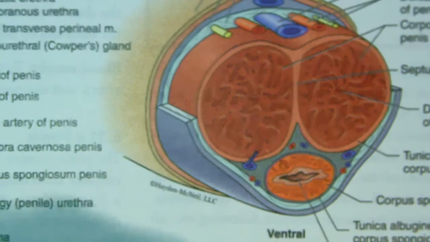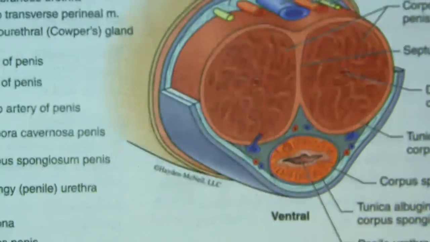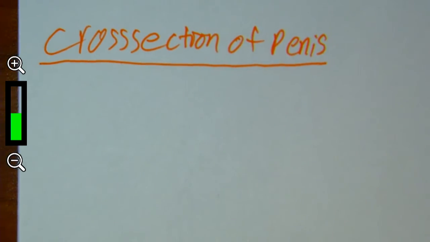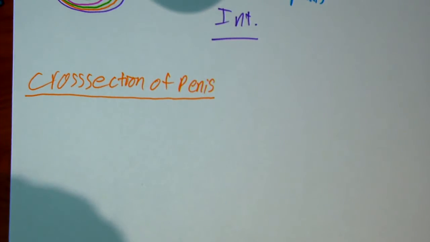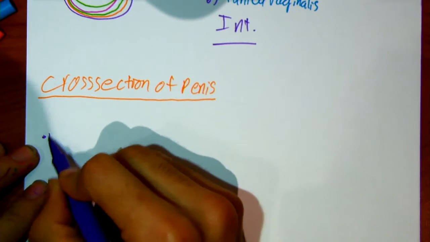Cross-section of the penis is one of the more forgiving pictures. Any questions about this picture? No? All right, awesome. Good, so we'll move on. All right. So now we're going to discuss some processes.